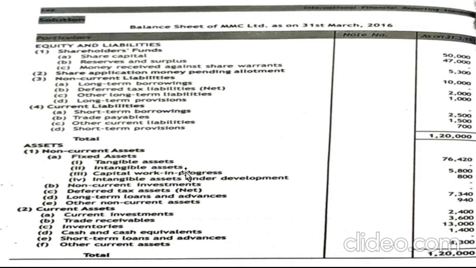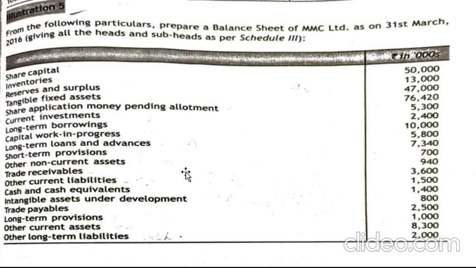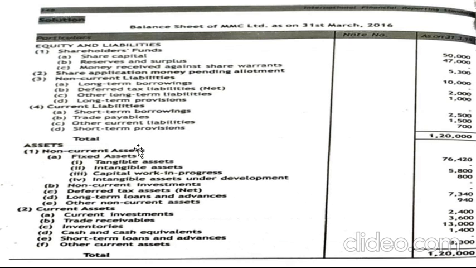Under your asset format, you have non-current assets and current assets, two main headings. Under non-current assets, you have subheadings like fixed assets, non-current investments, deferred tax asset, long-term loans and advances, and other non-current assets. First we'll get into fixed assets, with subheadings tangible assets, intangible assets, capital work in progress, and intangible assets under development. Do we have tangible fixed assets? Yes, 76,420, so we will record it.